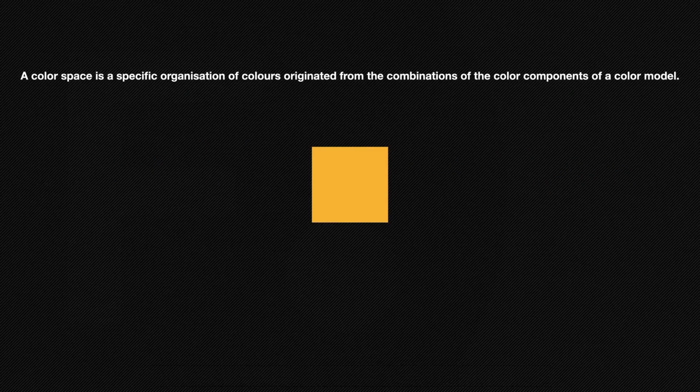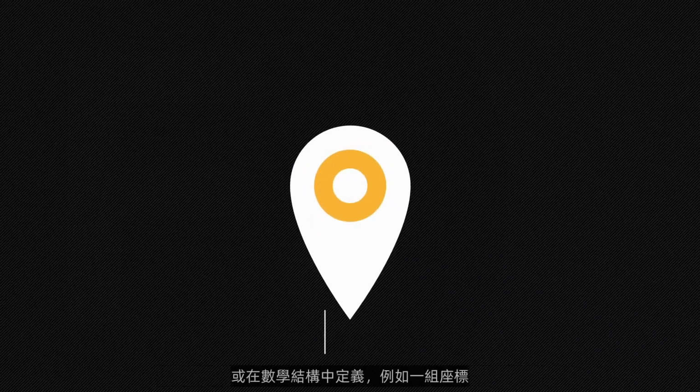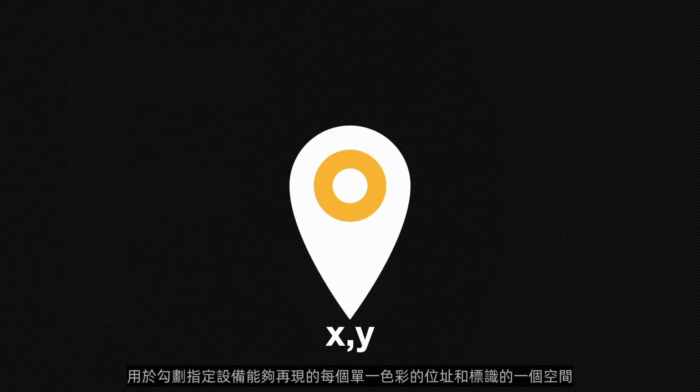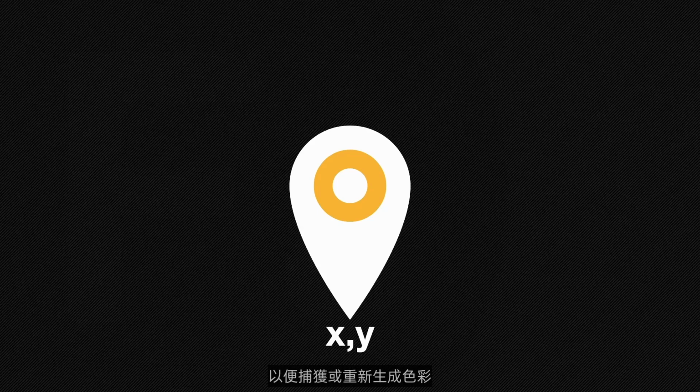A color space is a specific organization of colors originated from the combinations of the color components from a color model. It can be arbitrary by assigning just a name, like in the Pantone collection, for instance, or defined within a mathematical structure, for instance, a set of coordinates. So we have to see color spaces as that, a space to lay out the address and identification to each single color available to be reproduced by a given device, either to capture or to reproduce.